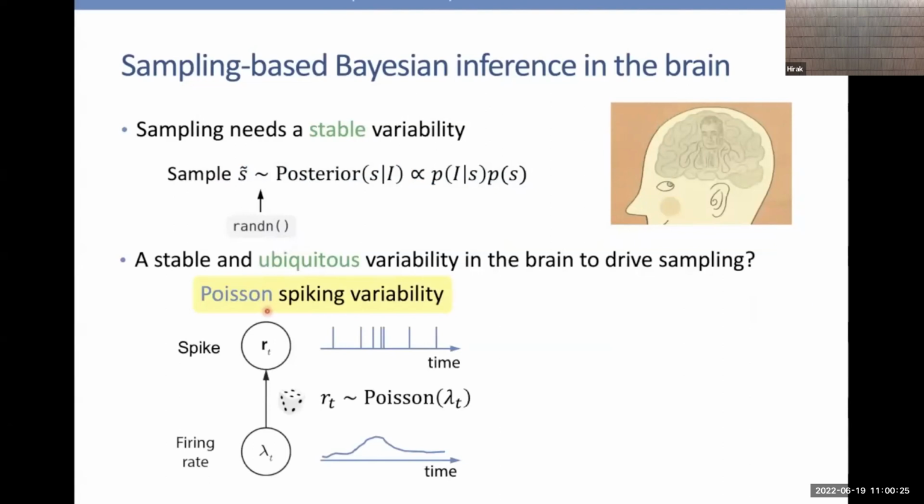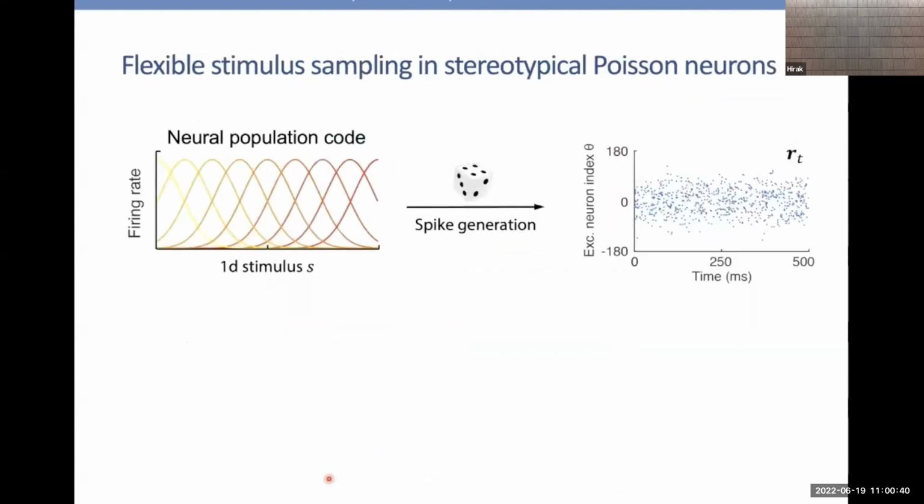to implement sampling-based inference. Next, a technical question is how the stereotypical and discrete Poisson variability is able to sample continuous stimulus posteriors of different types and uncertainties. To do this, we consider a neuron population code where a population of neurons whose firing rate covers the whole stimulus space independently generate Poisson spikes over time.